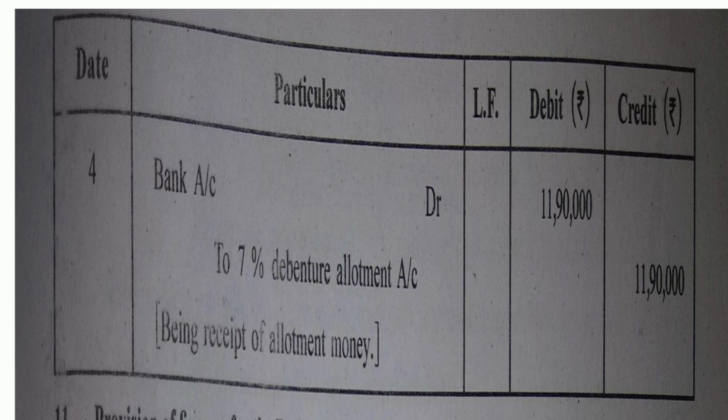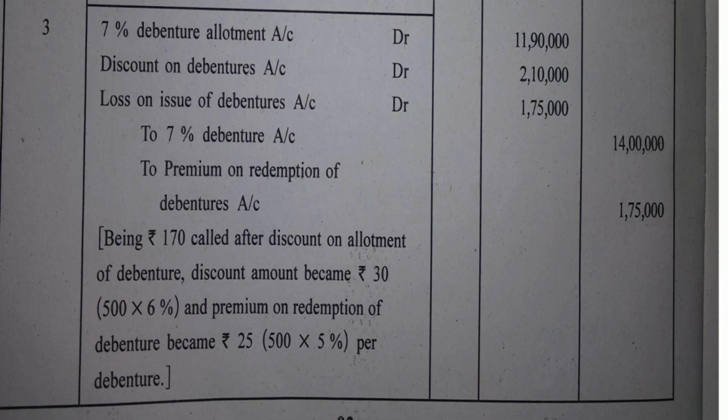And if you are trying to understand why it is 14 lakh here to 7% debenture account, then it is on 7,000 debentures, rupees 170. I think by mistake I said 500 while explaining this previously. Let it be. Let me just repeat this journal entry.